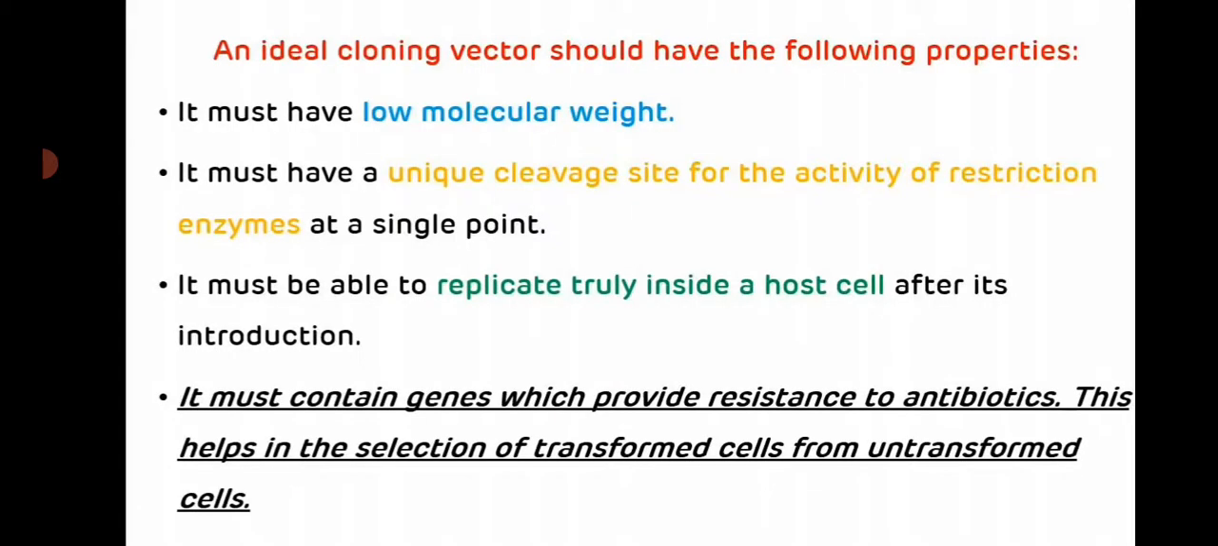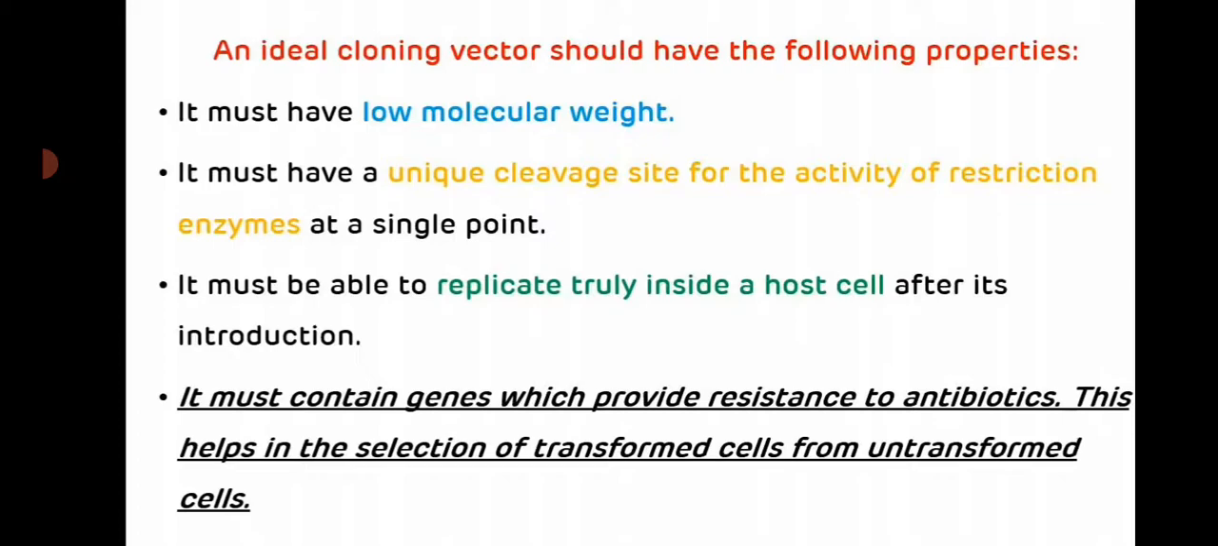So once again, this is a repetition. An ideal cloning vector should have low molecular weight. In addition to all those features, it should also have low molecular weight, and it should have a unique cleavage site for the activity of restriction enzymes at a single point. That is, it should have a restriction site.